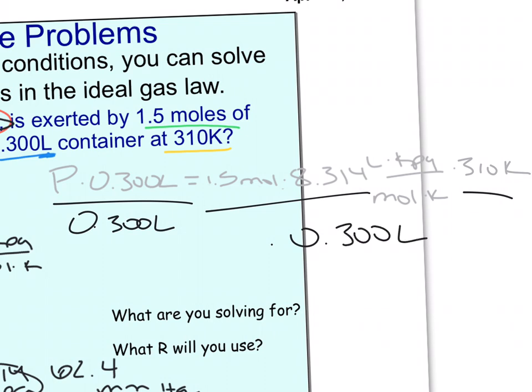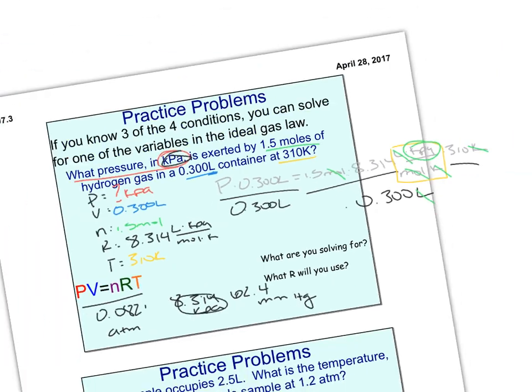Okay, and this is where I want to talk about how this unit for R makes sense. Because when I have this big old unit for R over here, when it comes time for canceling things out, notice how my liters cancels out, my Kelvin cancels out, my mole cancels out, and then what's the only unit I'm left with over here? kPa. And going back to my problem, what did I want to solve for?